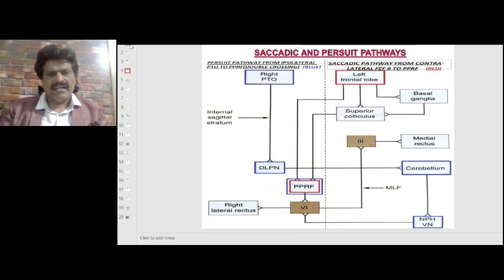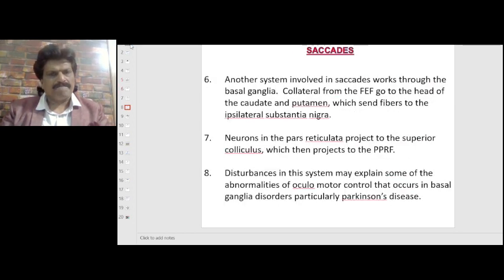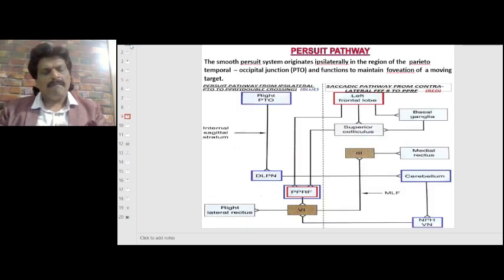So you can see here the frontal eye fields area number 8 not only goes to the PPRF directly, but also sends impulses to the superior colliculus and to the basal ganglia, and therefore Parkinson's disease is also associated with eye movement abnormalities.